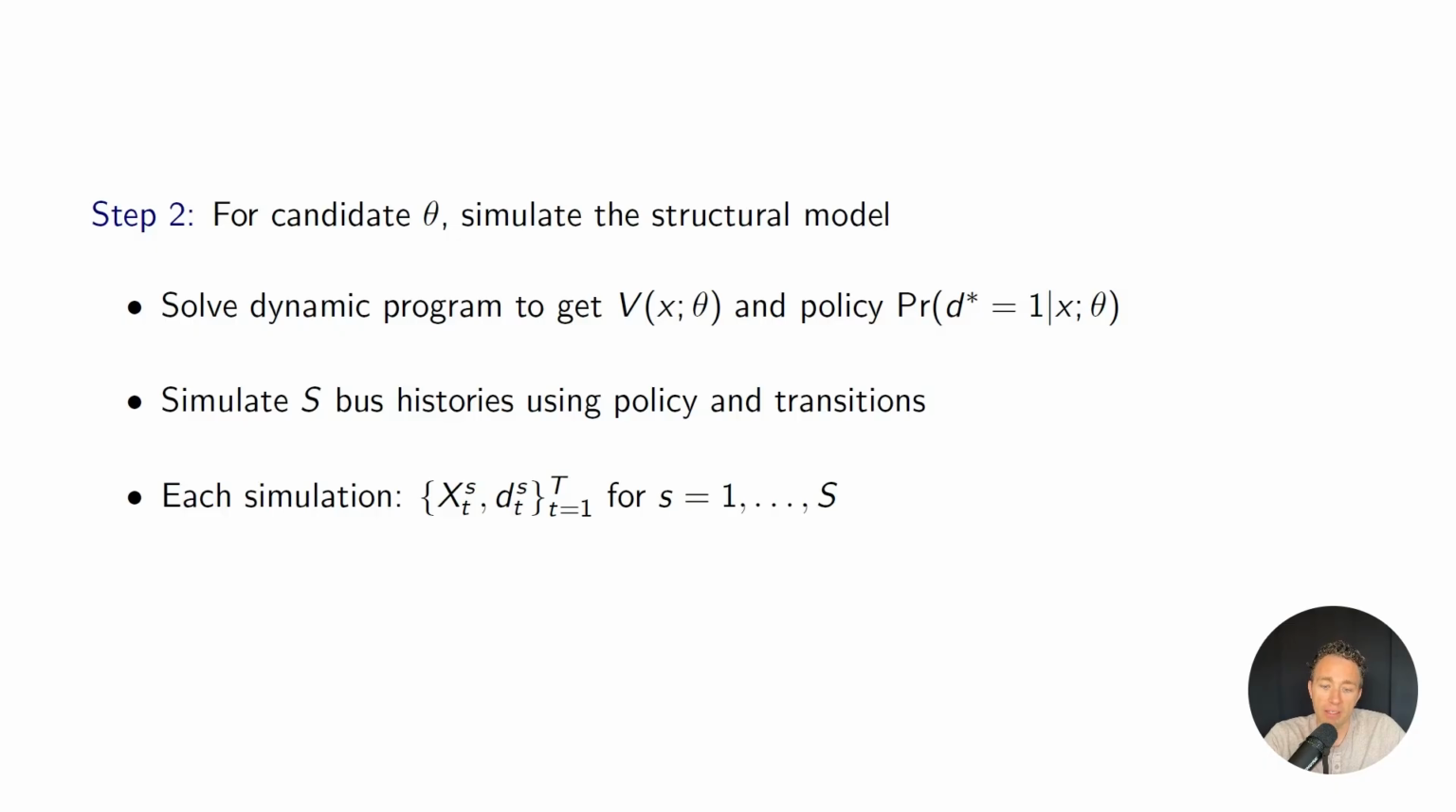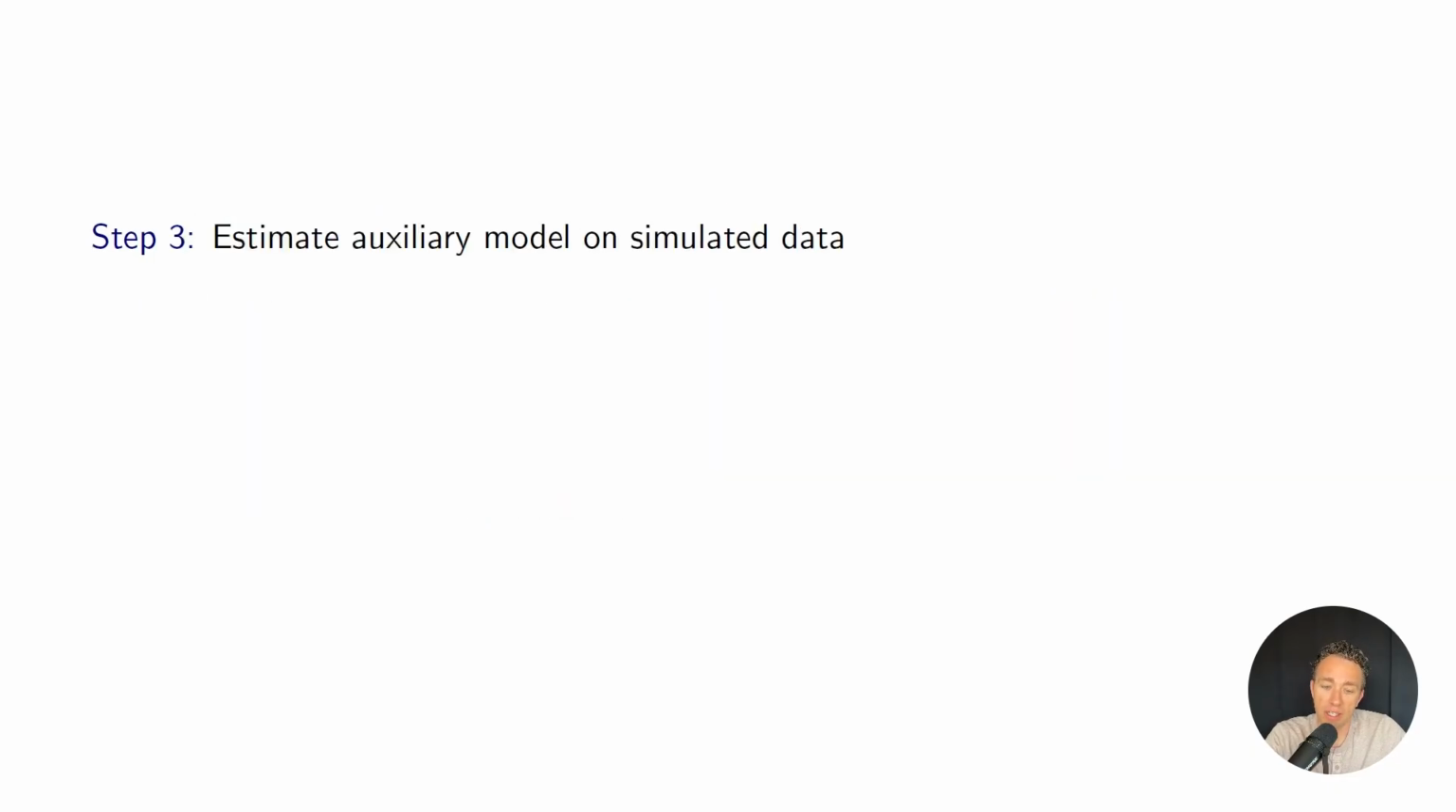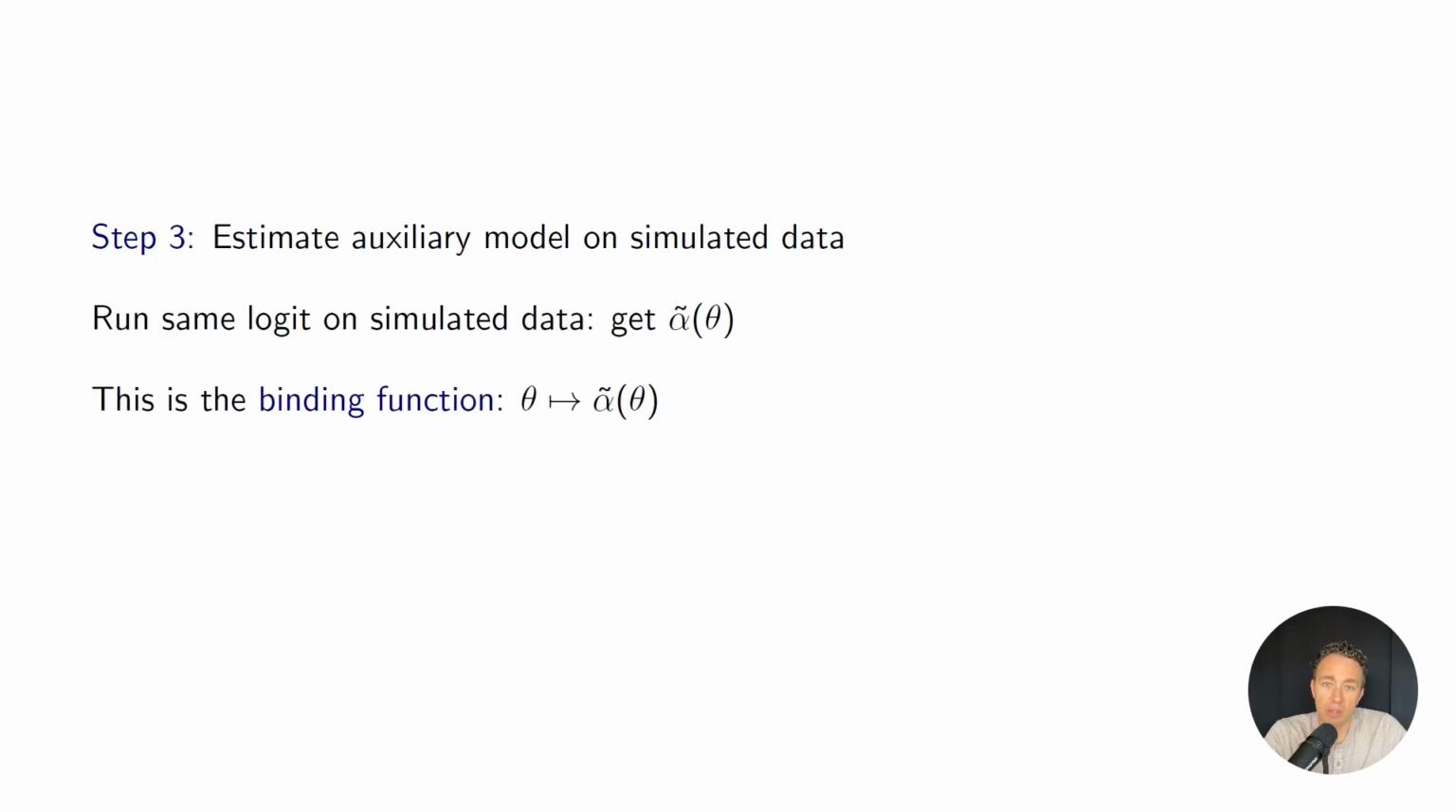And so we have capital S data sets that have been simulated from the policy function and the state variable for our given value of theta, which is the structural parameters. And then once we have those simulated data sets, we can move on to step 3, where we're going to estimate this same auxiliary model on the simulated data. So we run the same logit on each of those capital S simulated data sets, and we're going to get something called alpha tilde of theta, and we call this the binding function.